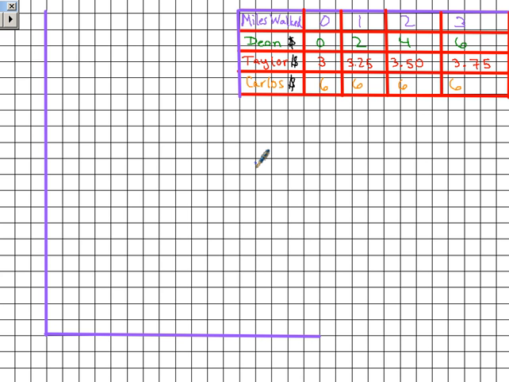Okay, we're going to be making a graph for a table. When you go to make a graph, the first thing you have to do is ask yourself, on which axis do you put the independent variable, on which do you put the dependent variable? So the independent variable always goes on the x-axis.